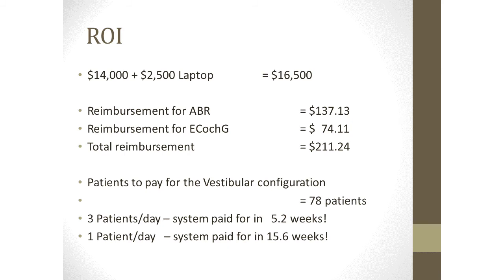Well, they'll sell that for $14,000 and you've got to buy a notebook computer. I put it at $2,500 because you'd never spend more than $2,500 on a notebook computer. So it would totally cost you $16,500. It'd probably be pretty close to $15,500. But anyway, what do you get for doing an ABR? An adult diagnostic ABR, about $137. ECOG, about $75. So if you were doing those two tests, and yeah, you did VEMPs too.